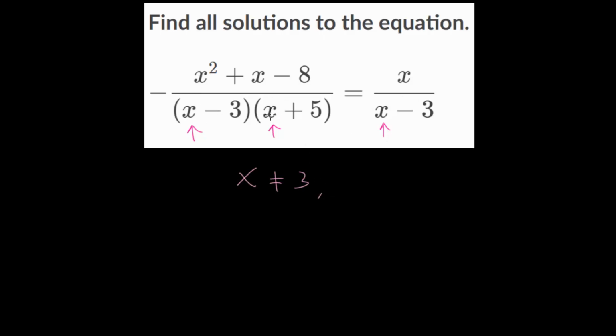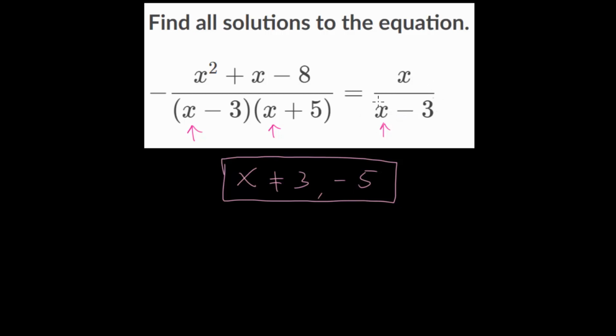And it looks like -5, if we plug that in here, we would get 0 multiplied by -8, but 0 multiplied by anything is 0. So -5 is also an x value that cannot be a solution. So if we end up with these as our solutions, then we know that they are not actually solutions to the equation. So going back to our strategy, we want to get x out of the denominator here.